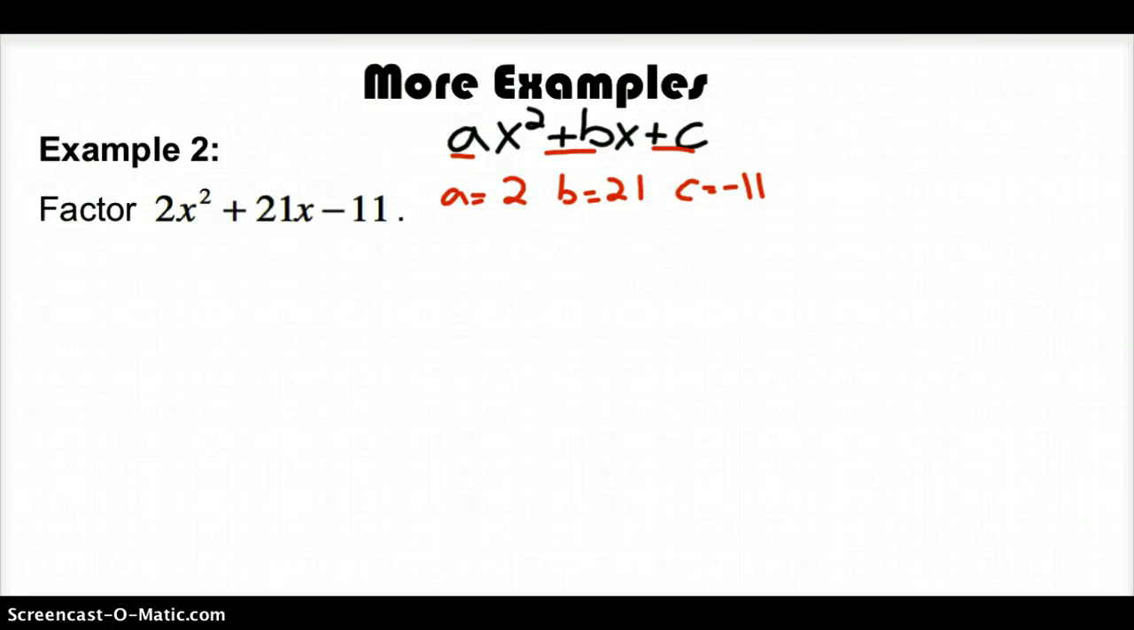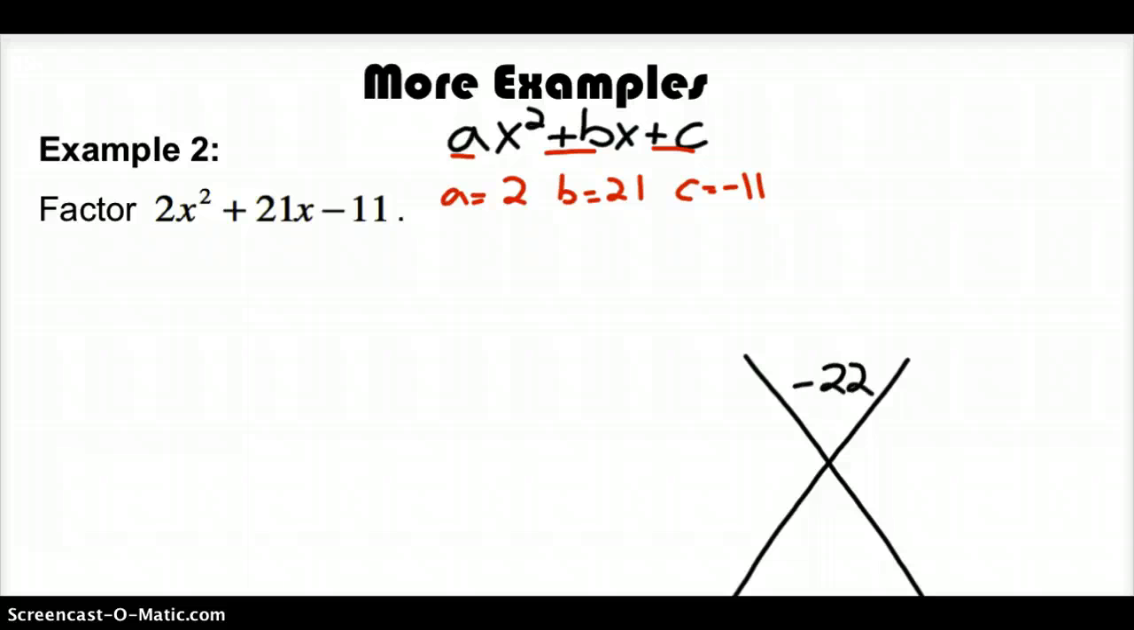Okay, so in this particular example, again, I'm going to go through a few of these where I've already identified A, B, and C here, and I'm going to now use this bottoms-up factoring method, right? So my first step is to make our X chart. So our X chart is going to be right here. I have to multiply to A times C, which is negative 22, add to my B term, which is 21.